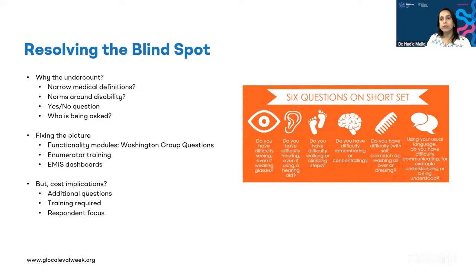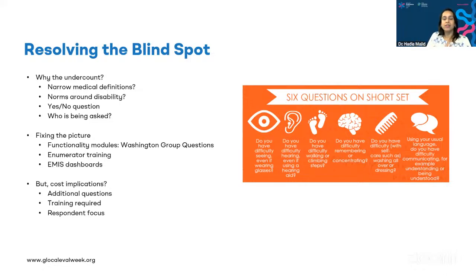So that might mean for certain modules, I'm going to need the household head. For other modules, I'm going to need the father of the main breadwinner. For another module, I'm going to need the mother of the child. All of this has cost implications. So we need to think about not just the questions being added, but what are the complementarities that we need to build, and the benefit that comes to us.